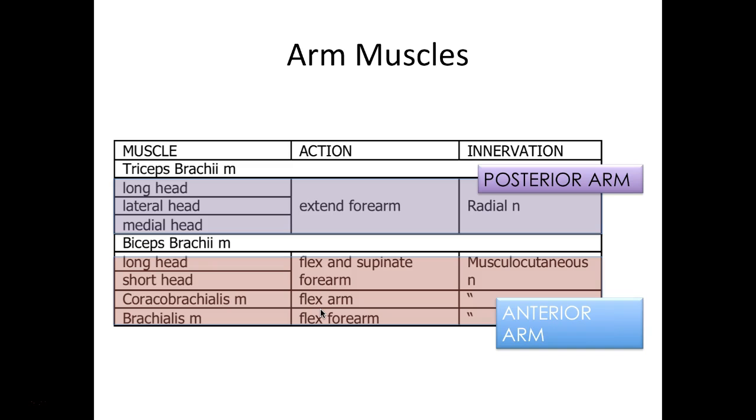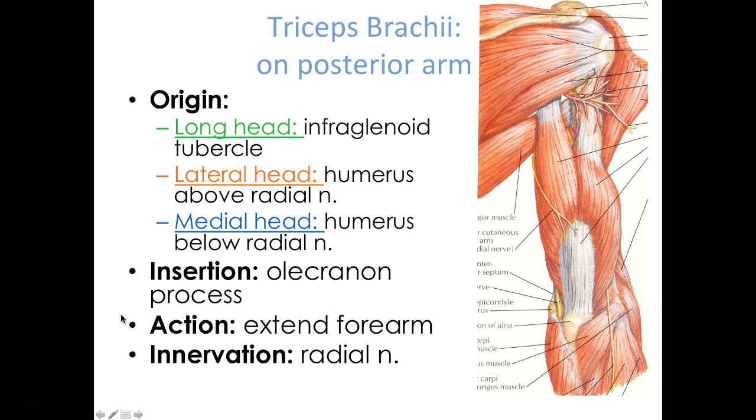Now let's get into the arm. We are going to talk about our posterior arm muscles and anterior arm muscles. So really your triceps are the only muscle you're going to have on your posterior arm. In your anterior arm, you have your biceps, because your long head and short head belong to your biceps brachii. And then you have your coracobrachialis and your brachialis muscles.